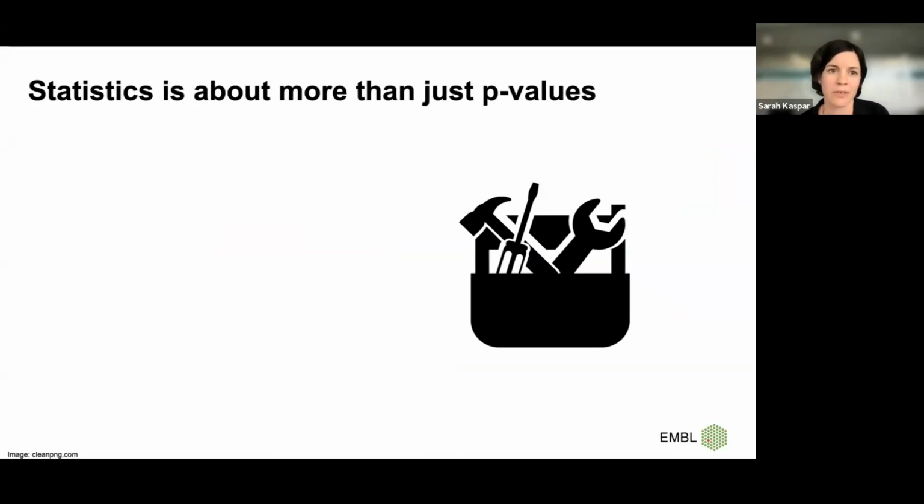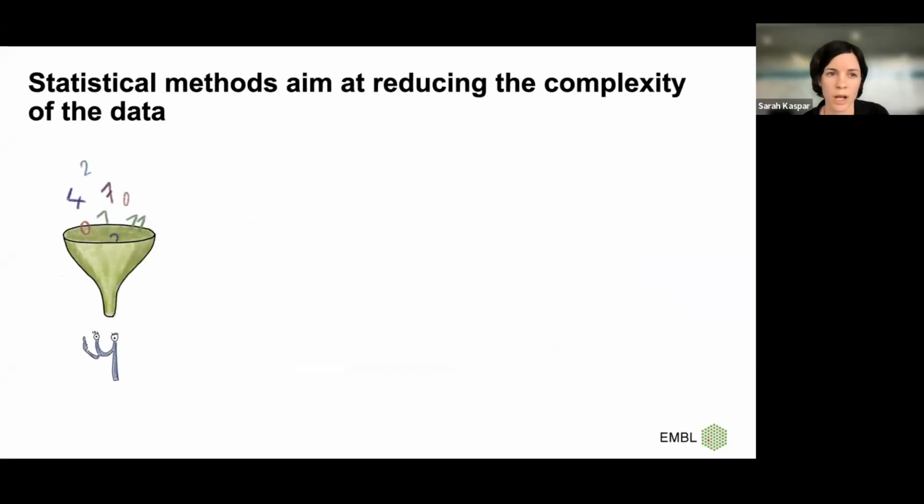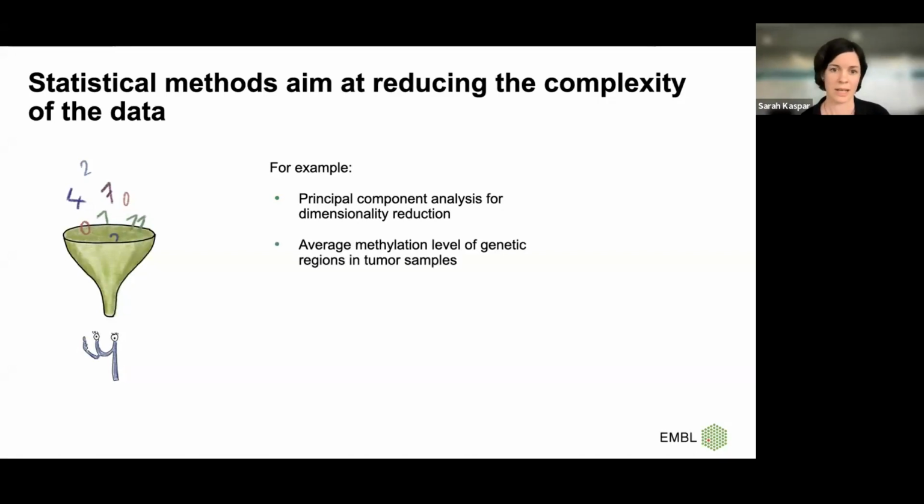First, I wanted to tell you that statistics is more about than just p-values, right? It really is a large toolbox with tools for, yes, scientific hypothesis testing, but also visualizing data and estimating biologically relevant quantities, as well as finding patterns in the data. So what a lot of statistical methods have in common is that they try to reduce the complexity of the data. For example, we use principal component analysis for reducing the dimensionality of the data. We often report averages, like the average methylation level of a genetic region, rather than the individual sample methylation levels. We also report p-values, which are a summary of the data. And if we test lots and lots of genes, what we often want is a reduced candidate list of genes that we can then further work with.